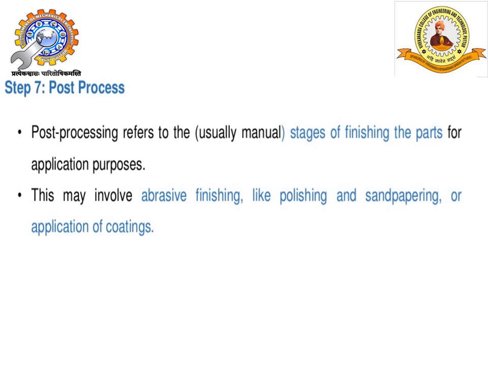Step number 7 is post processing. Post processing usually refers to the stage of finishing the parts for application purposes. This may involve abrasive finishing like polishing, sandpapering, or application of coatings. And this post process sometimes also involves reheating of the part just to enhance the curing or achieve the proper curing.